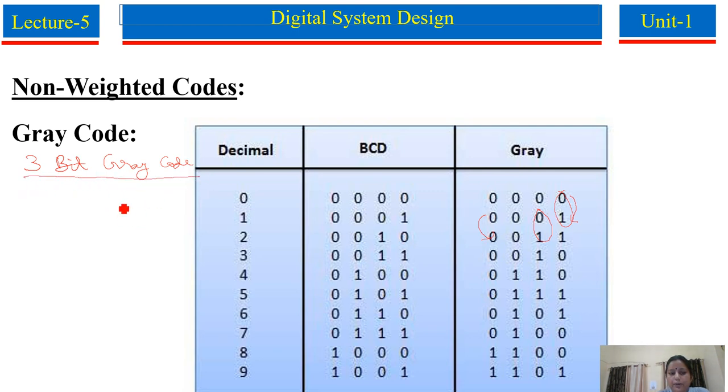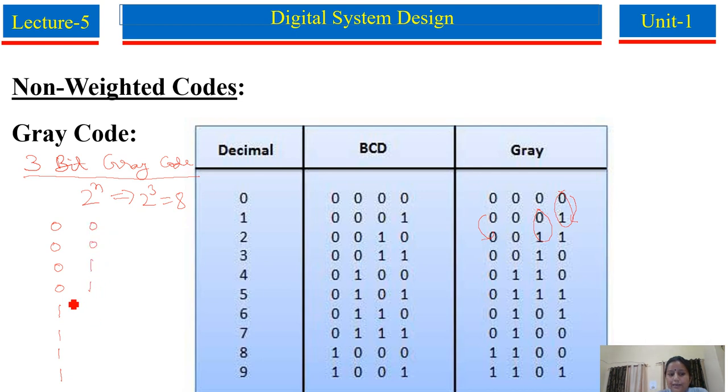3 bits means possible combinations कितने बनेंगे? 2 raised to n, 2 raised to 3 equals 8. Possible combinations are 8. So simply this is represented in binary. Divide by 2: 8 divided by 2 is 4. So here four 0s, then four 1s at the MSB location. Then divide again by 2, so two 0s, two 1s.